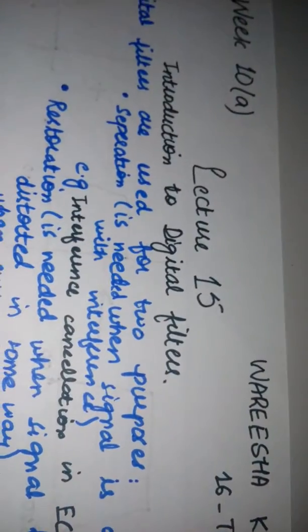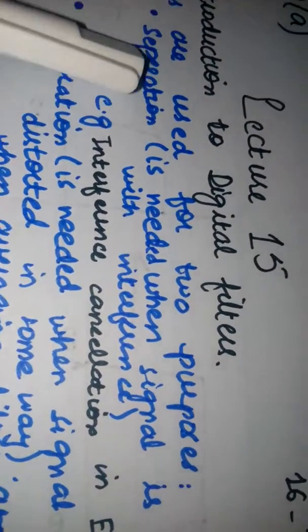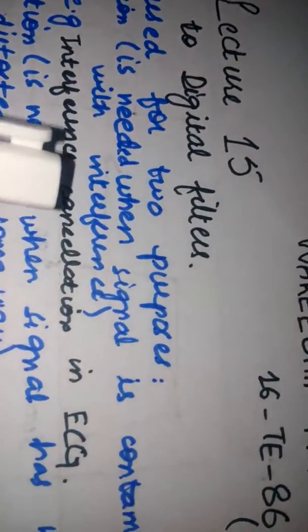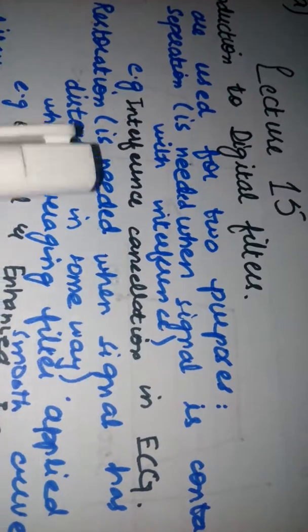Today is our lecture 15, which is about the introduction to digital filters. Digital filters are actually used for two purposes. First is the separation, and it is needed when the signal is contaminated with interference and other noise signals. For example, interference cancellation in ECG, electrocardiography.